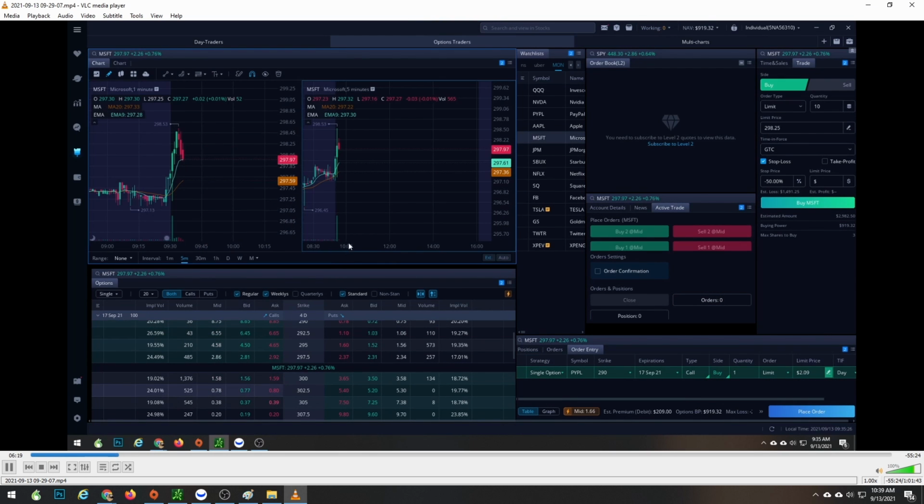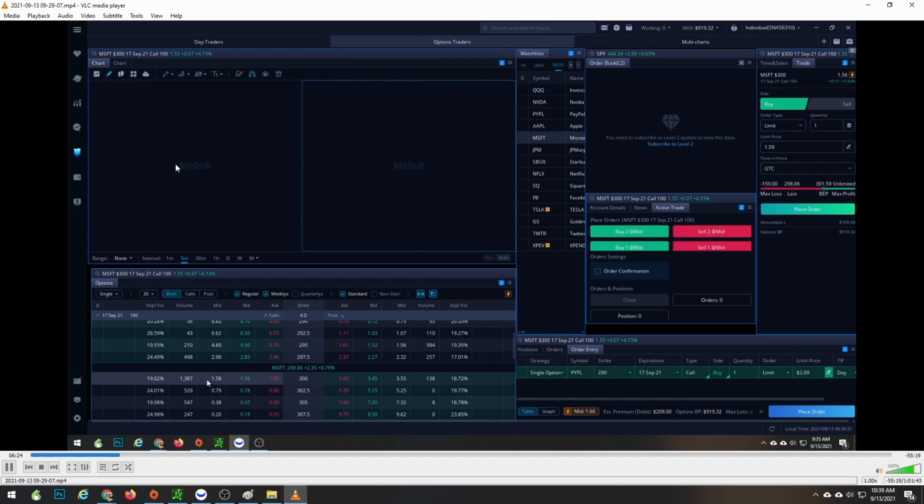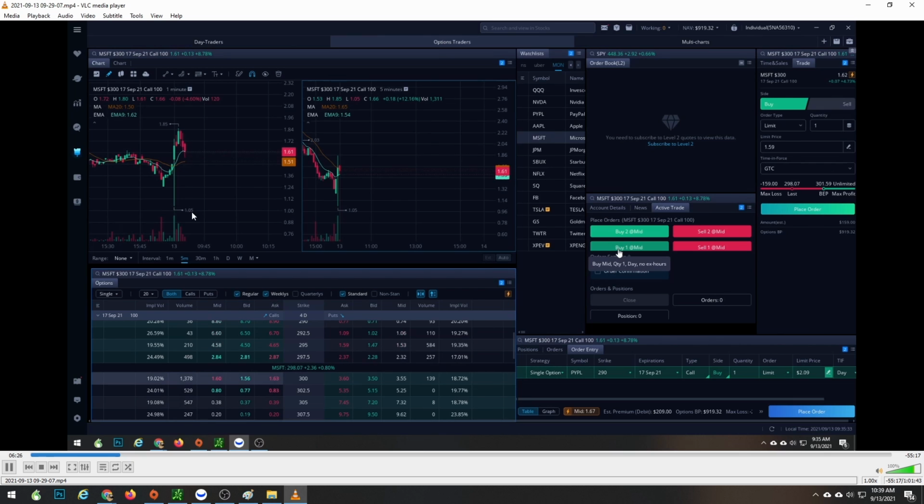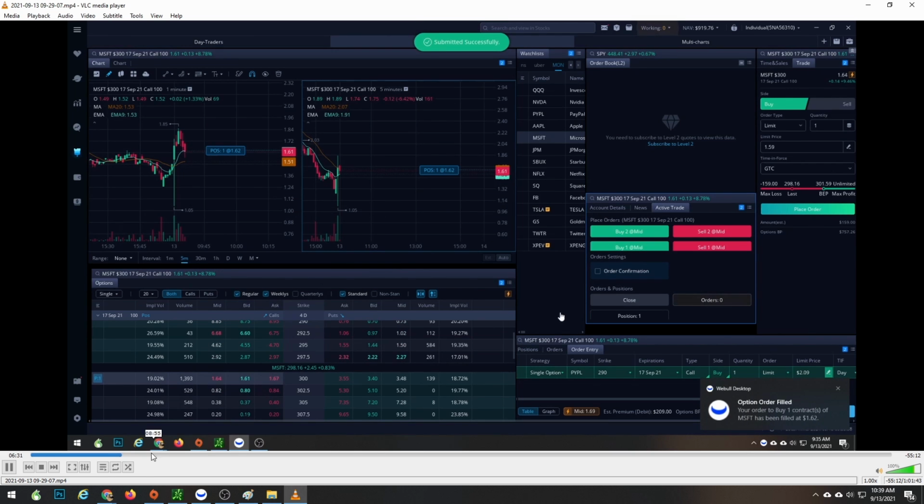Microsoft, I saw that it was rallying up. It was sitting above the previous high, so I wanted to get in on the action. I saw it was getting some resistance on the SMA line there, so I decided to get a quick position in.